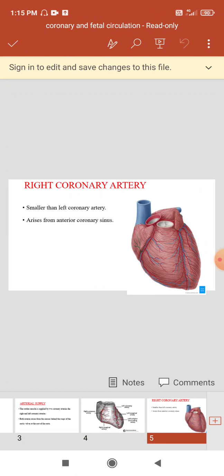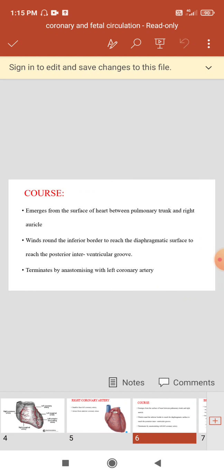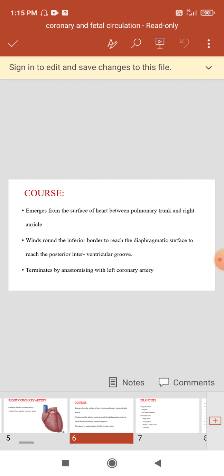The right coronary artery is smaller than the left coronary artery and arises from the anterior coronary sinus. It emerges on the surface of the heart between the pulmonary trunk and right auricle, winds round the inferior border to reach the diaphragmatic surface and the posterior interventricular groove, and terminates by anastomosing with the left coronary artery.